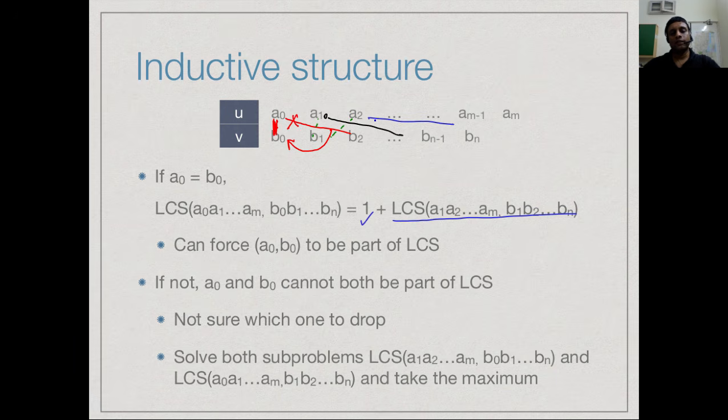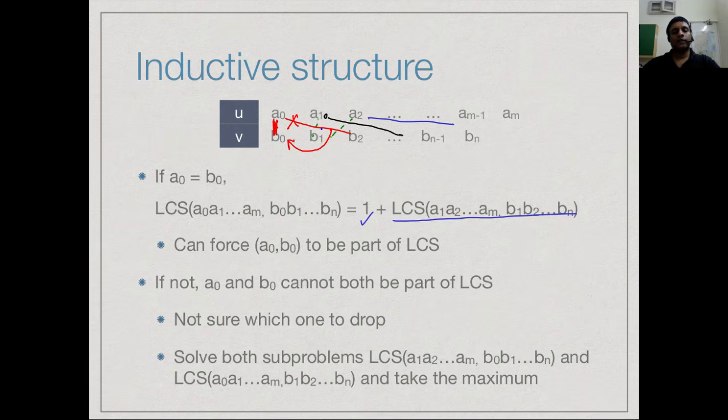What will this do? It will disturb the original solution by no longer saying A0 is matched to B2 but A0 is matched to B0. But in terms of the quality of the solution, the number of matches is the same. Earlier A0 was matched somewhere else, now it is matched to B0. So the length of the longest common subsequence does not change.